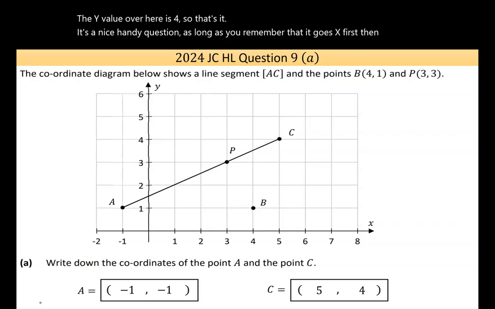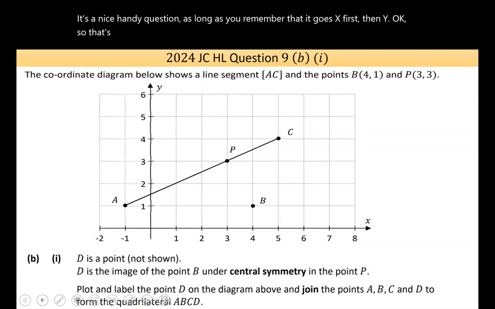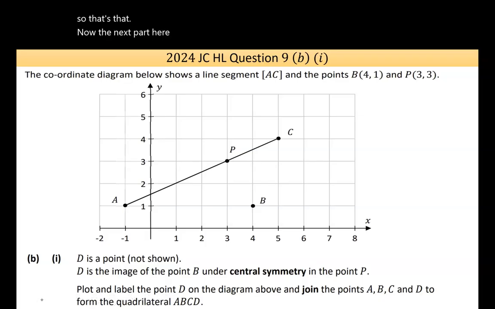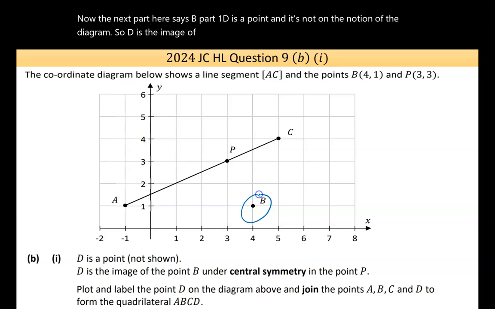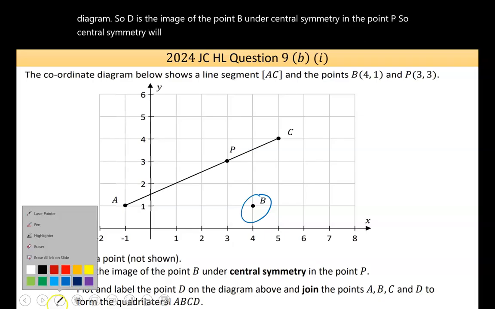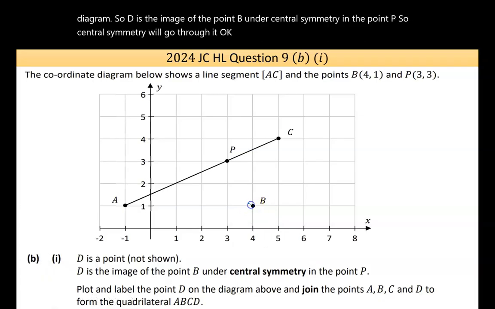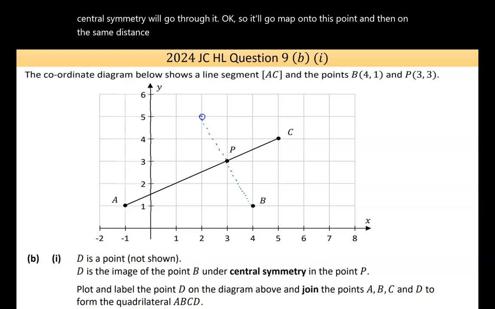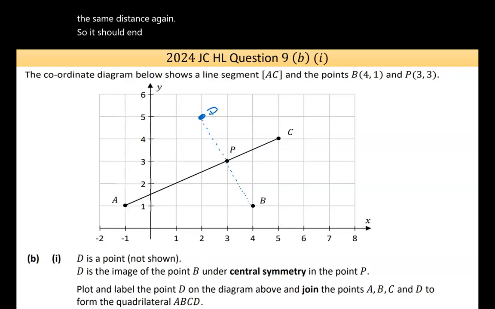Okay, so that's that. Now the next part here says B part 1. D is a point. Now it's not shown on the diagram. So D is the image of the point B under central symmetry in the point P. So central symmetry will go through it. Okay, so it'll map onto this point and then on the same distance again. So it should end up there.